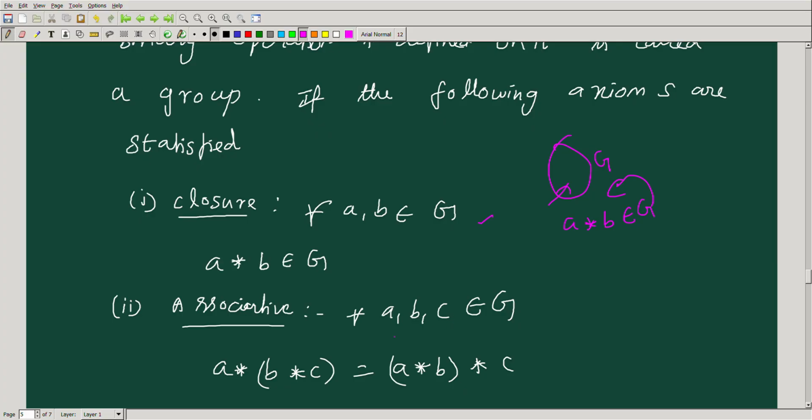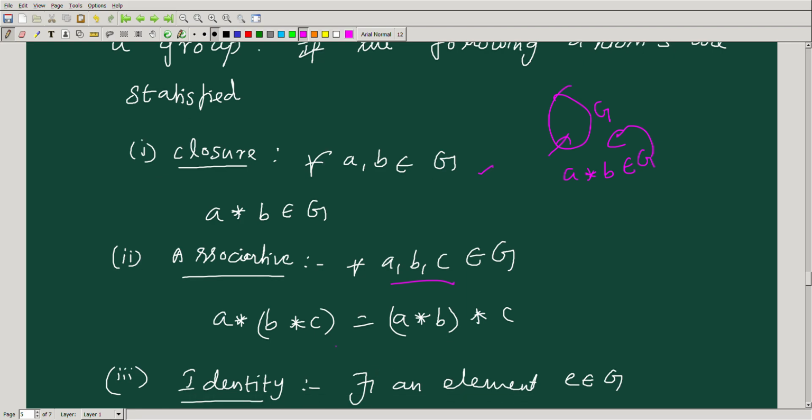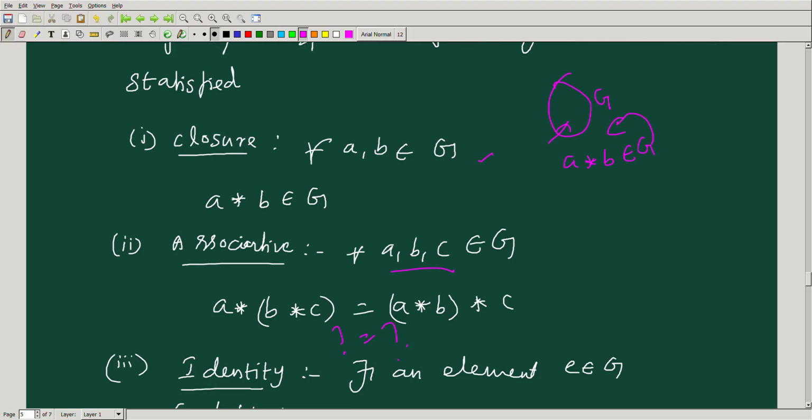What is associative? The same concept. You are taking three elements A, B, C from the set G. On the left side we combine B and C first, on the right side we combine A and B first. Either way, you will get the same answer on the left side and the right side. That's what associative is.